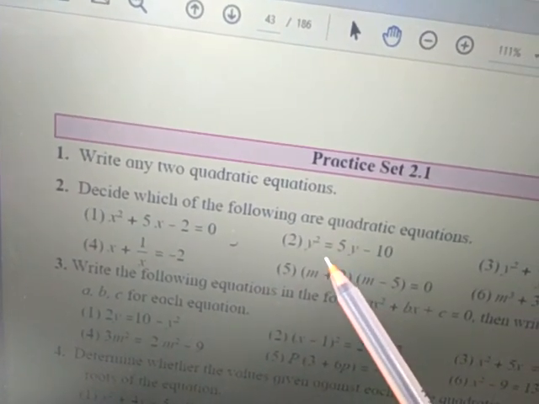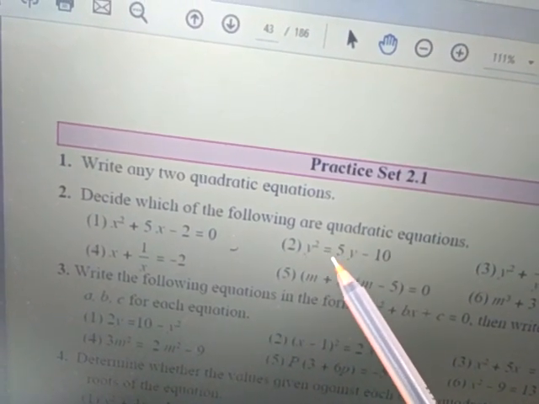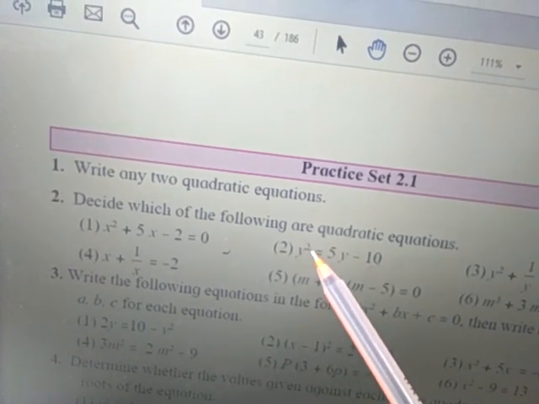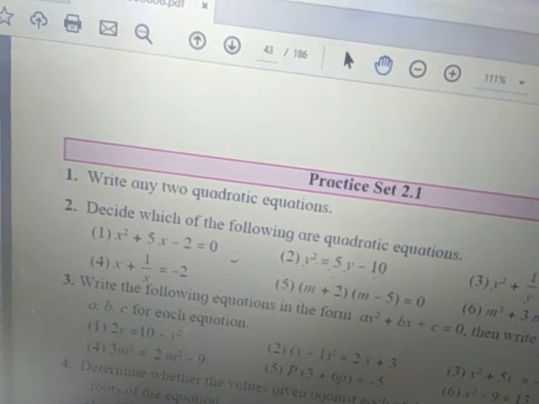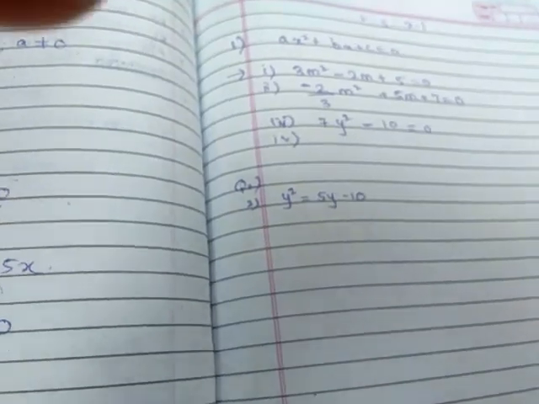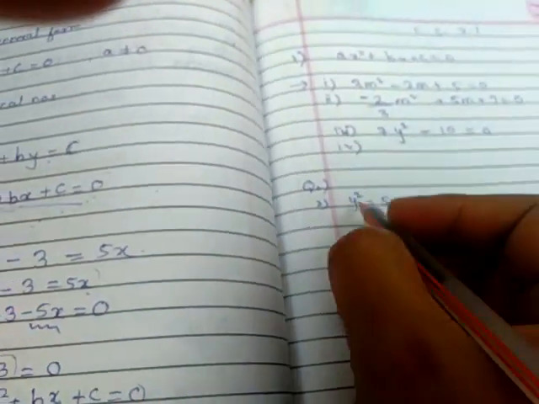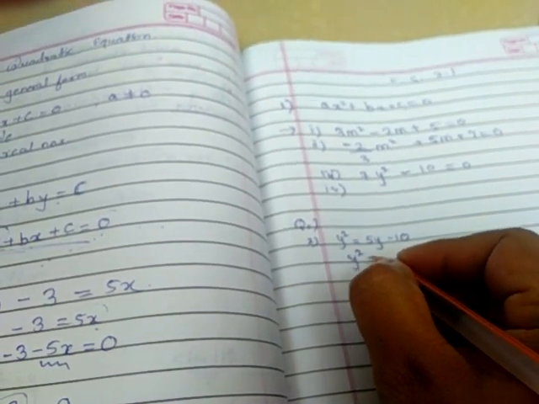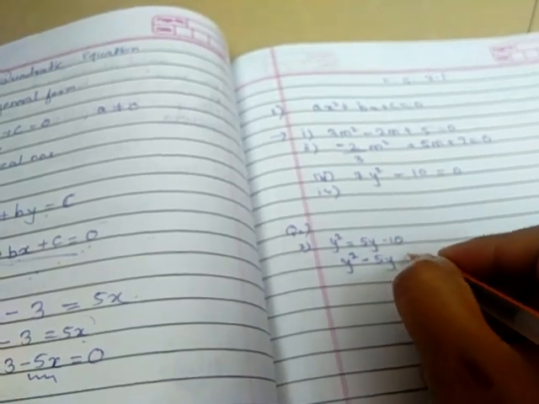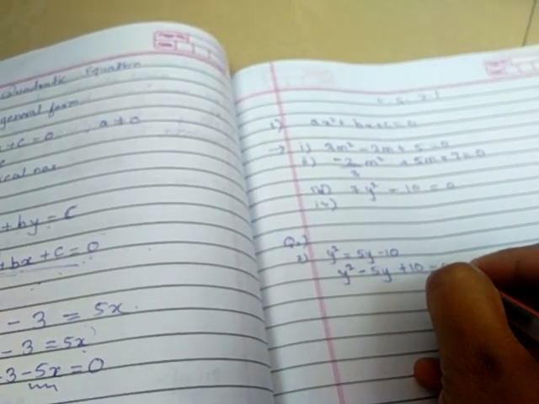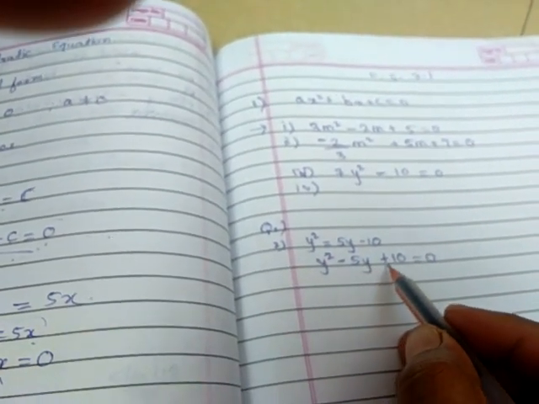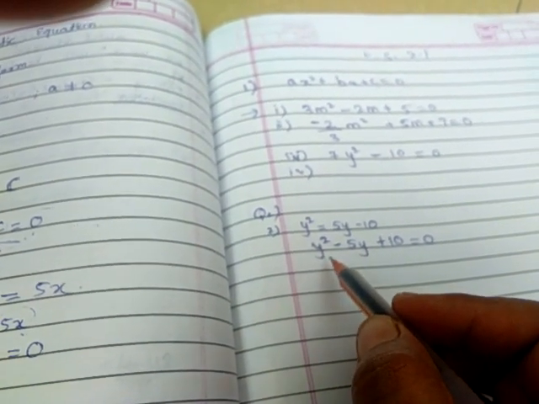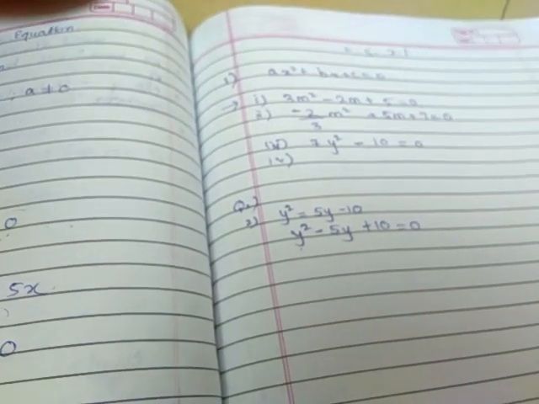Now come to the second. Second is y square is equal to 5y minus 10. Highest degree is 2. Now write in standard form. We will check by writing it in the index form. In the index form, first the highest degree term, then the 5y comes to the other side, and the 10 comes with a plus sign: y square minus 5y plus 10 is equal to 0. Now this is the standard form of the quadratic equation. Highest degree is 2, one variable, that's why we can say it is a quadratic equation.